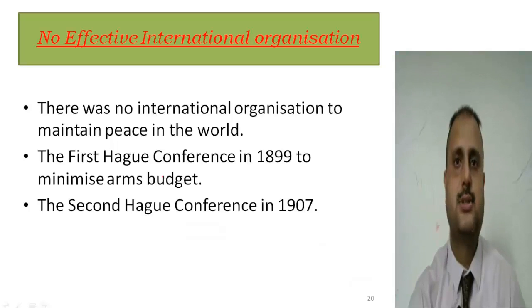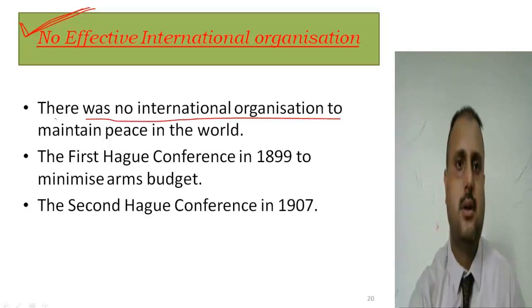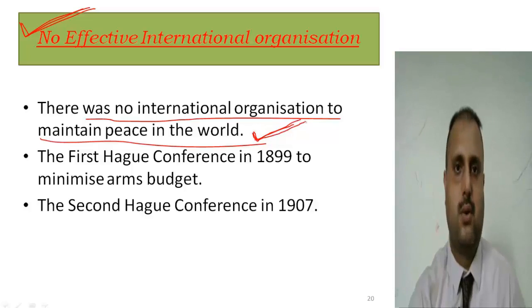No effective international organization. As there is the UNO, the United Nations Organization, in the present time to maintain peace and security in the world, before the First World War there was no international community to maintain peace and security in the world. Because there was no international organization present, the disputes between the countries remained unresolved, which finally ventilated in the First World War.